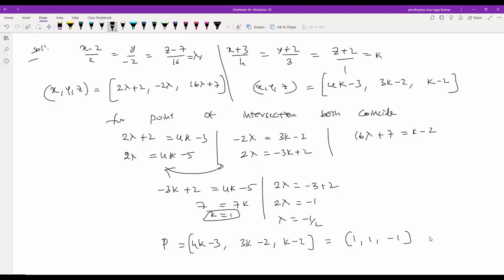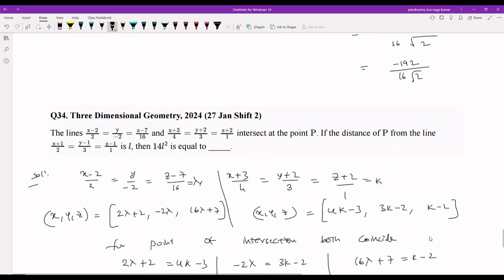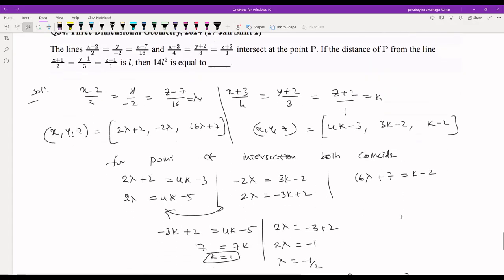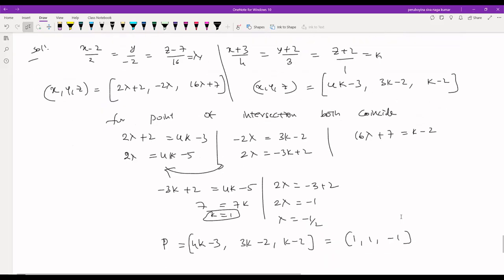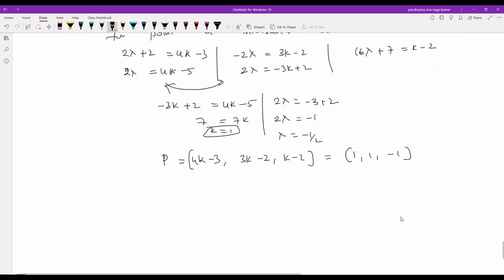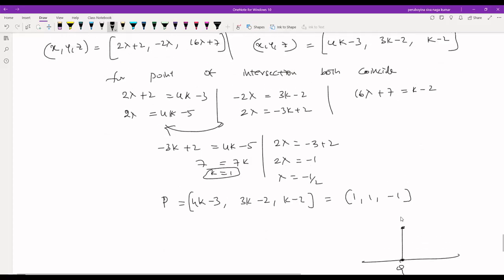So what he is saying, after getting the P point, we need to calculate the distance of P from this line. Okay. So we need a projection. So identify any point on the third line. Okay. So the P point is there, another line is there. We need to calculate the projection. What is this line? One more line was given.